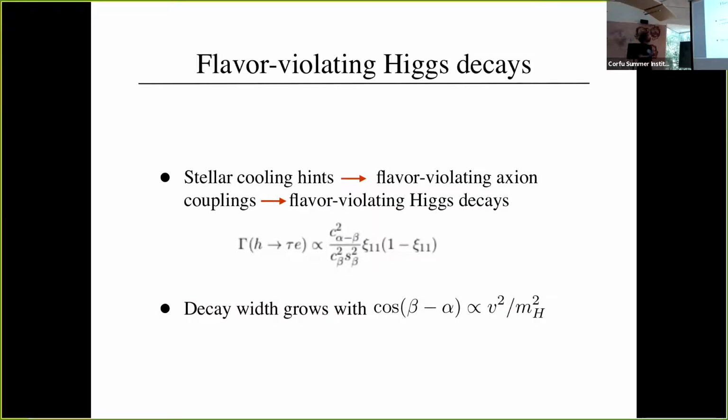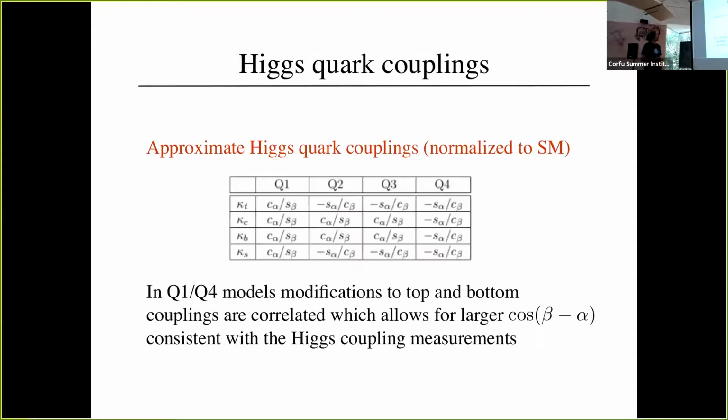So just very quickly. The point is that if we want to explain stellar cooling hints, we need to introduce flavor-violating axion couplings. And if this happens, we also have flavor-violating Higgs decays, provided that the second Higgs doublet is relatively light. So we parameterize the effects of the second Higgs doublet, as often done in two Higgs doublet models, by cos(beta minus alpha), which is set more or less by the scale of the second Higgs doublet mass.